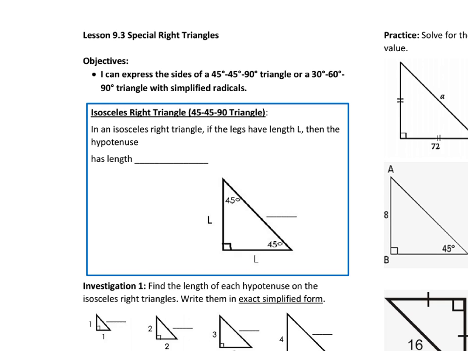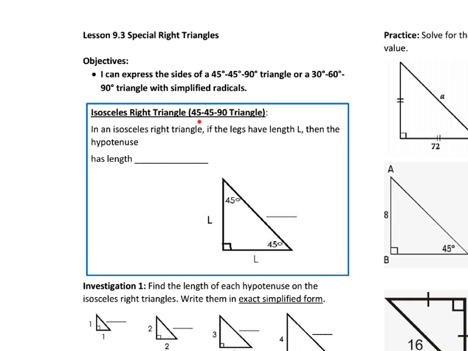Hello everyone, this is Mrs. Reed and this is lesson 9.3, special right triangles. Our objective for today, I can express the sides of a 45-45-90 triangle or a 30-60-90 triangle with simplified radicals.